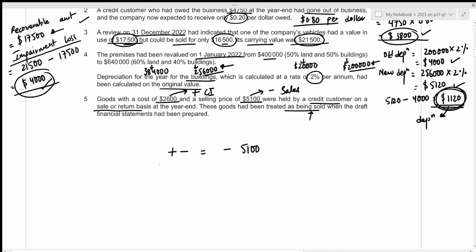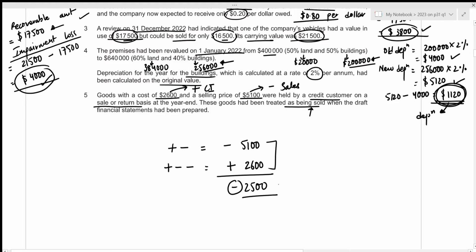Then for the closing inventory we need to add it, but remember that closing inventory is subtracted as part of our cost of sales, and the cost of sales is again subtracted. So that's a positive, negative, negative, which is also a positive. So we need to add 2,600. So the correct rectification would be minus 5,100 plus 2,600, which is also negative 2,500. So we just need to subtract this amount of 2,500 in order to calculate the correct profit.